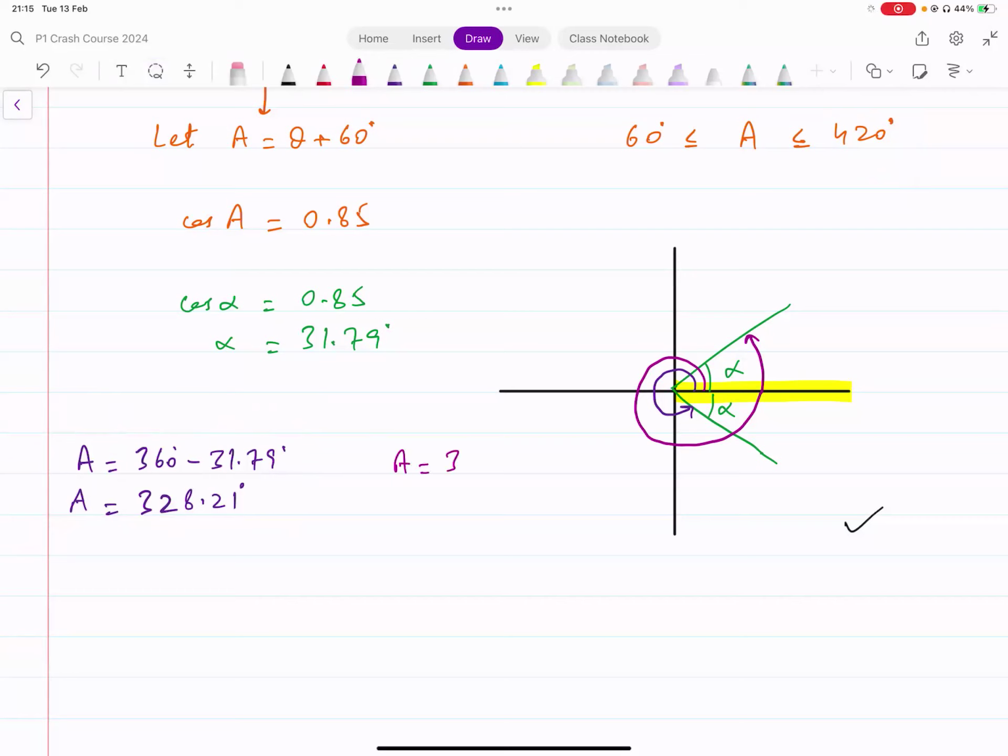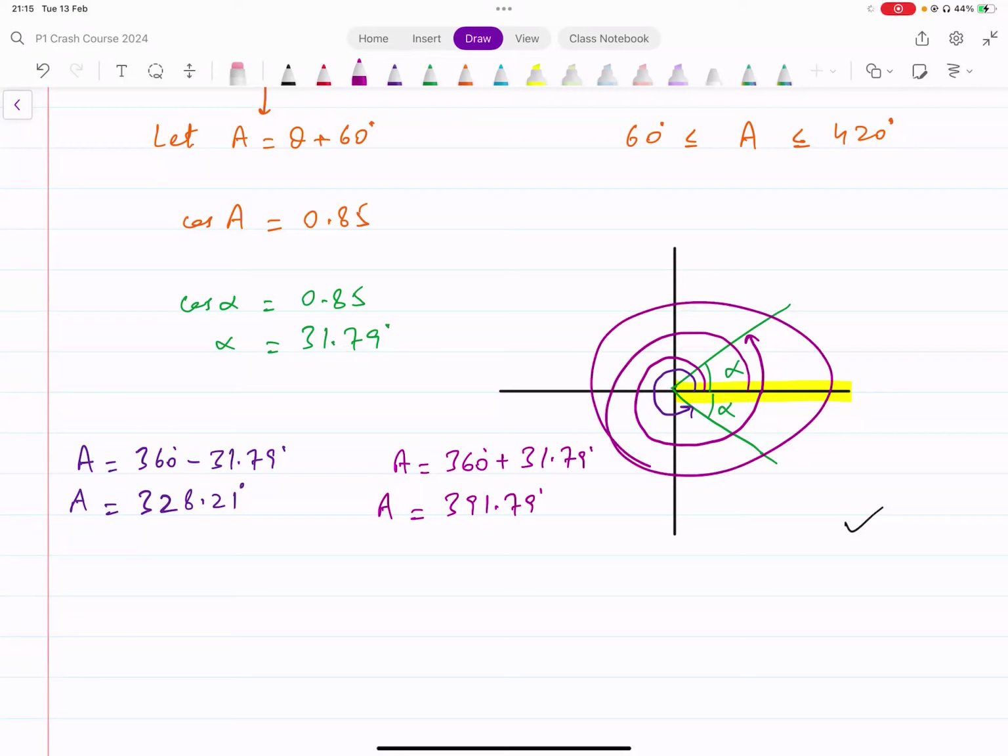That is 360 plus 31.79. That's 391.79. Is that in the interval? That's also in the interval. So we also have to consider this. These are the two values of A that we're getting. Now, if you could go any further, that would go above 420. So we can't go any further. These are the two values of A.